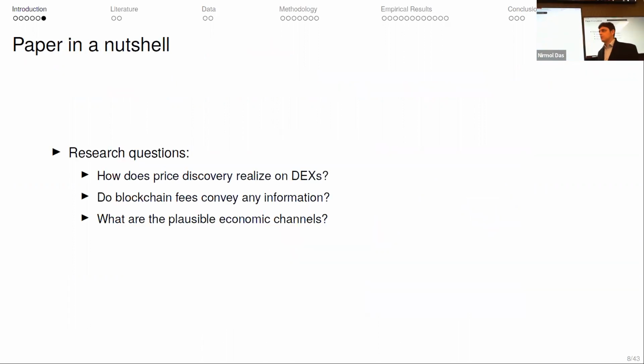Good. So let me go to the main question that we are trying to answer in this paper. The main question is really about price discovery. How does price discovery happen on the decentralized exchange? What type of information can we extract from the fees that are paid to get priority execution? This, I think, is really a new signal that you have on the decentralized exchange, which is absent in centralized exchange, because, as I mentioned before, you don't really have fees to determine the priority of your orders. And then we want to understand if there is some economic channel that we can use in order to explain the results.